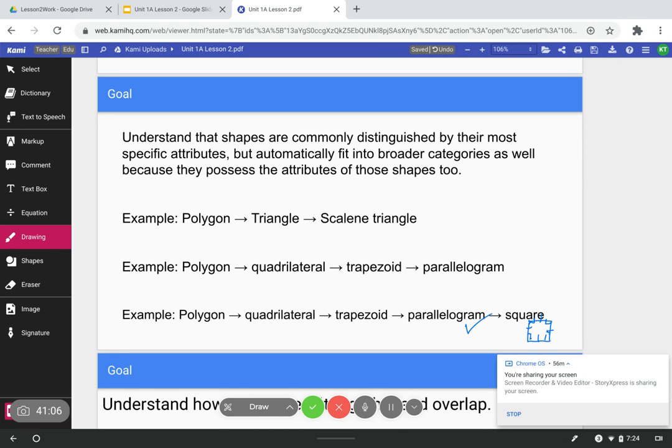This square is also a trapezoid because it has at least one pair of parallel lines. It's a quadrilateral because it has four sides. And it's a polygon because it has at least three sides. So its most specific attribute, but it automatically fits into the broader categories.